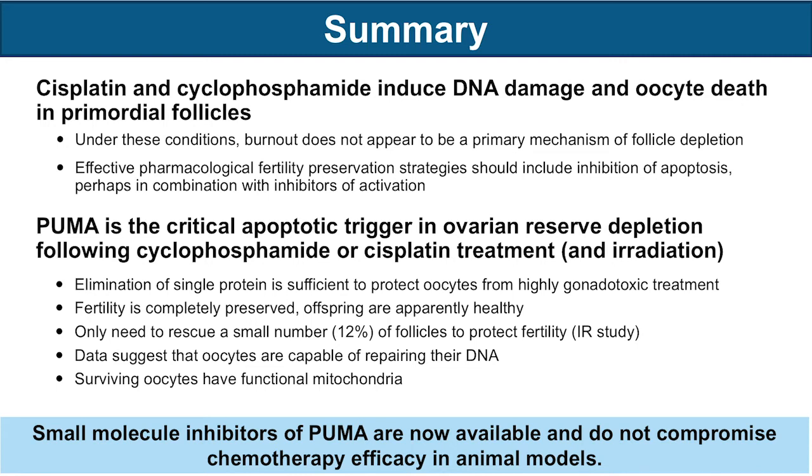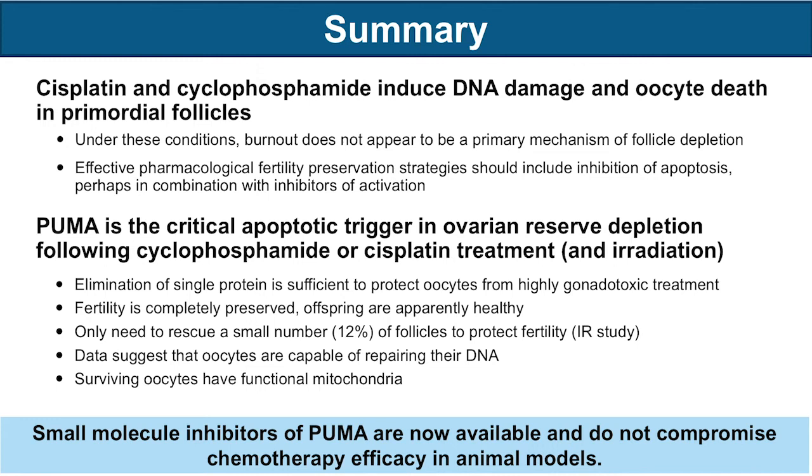And what we found quite interesting in the irradiation study, which I haven't talked about, is that you only really need to rescue quite a low number of primordial follicles. We found that we could rescue only around 12% of primordial follicles, and that was sufficient to have really good fertility protection. So our data so far suggests that these oocytes are capable of repairing their DNA, and I'm going to come to this again in a moment. We've also done some studies to look at the surviving mitochondria in these oocytes and found them to be functionally normal.